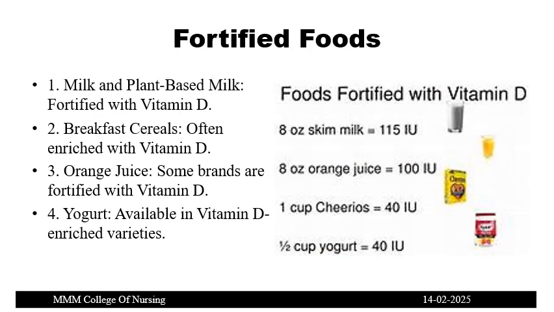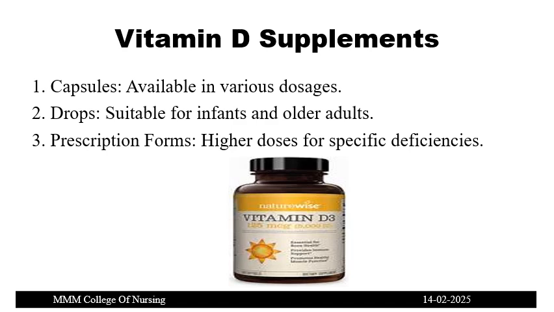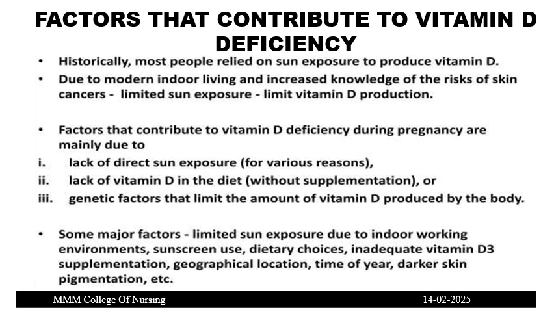Next, we will see the fortified foods. What are fortified foods? Means already prepared ones. Milk and plant-based milk have vitamin D. Breakfast cereals are often enriched with vitamin D. Orange juices contain vitamin D, and yogurt is also available in vitamin D enriched varieties. So these are the fortified foods. The next is supplements. Capsules, drops, and prescription forms with higher doses for specific deficiencies are also available as vitamin D supplements. So that's about the sources of vitamin D. We saw the natural sources, fortified foods, and supplements.